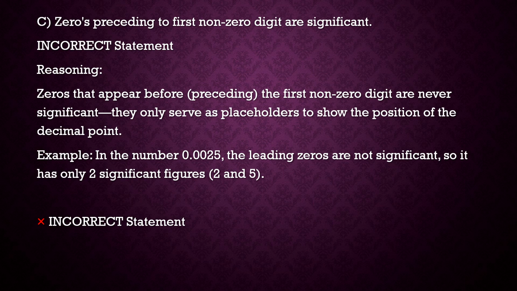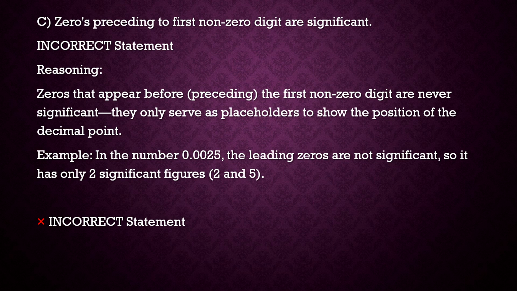Why is it incorrect? The reason is that zeros preceding the first non-zero digit are never significant. They only serve as placeholders to show the position of the decimal point. In the number 0.0025, the zeros are placeholders and 2 and 5 are the non-zero digits. Leading zeros are not significant, so it has only two significant figures, 2 and 5.